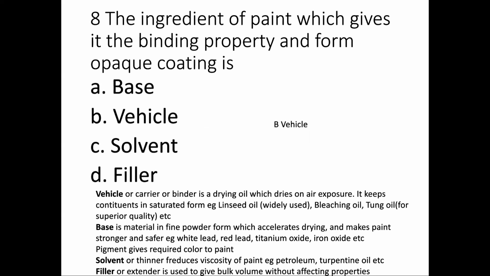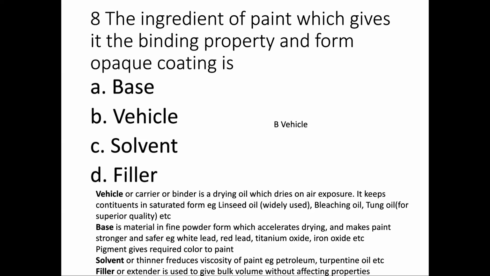Eighth question. The ingredient of paint which gives it the binding property and forms an opaque coating is? Options are base, vehicle, solvent, filler. Answer is B, vehicle. What is meant by vehicle? The vehicle is a carrier or binder. It is a drying oil which dries on air exposure. Examples are linseed oil, bleaching oil, tung oil, etc.